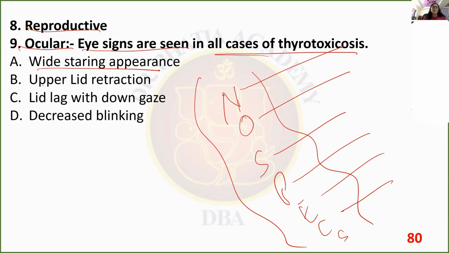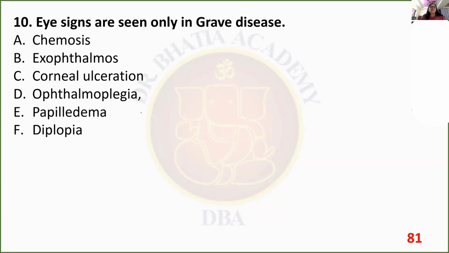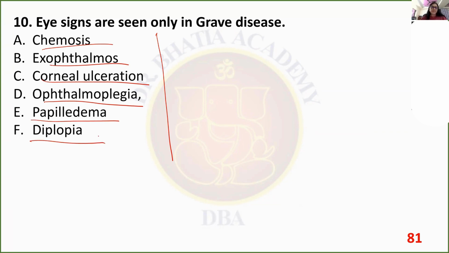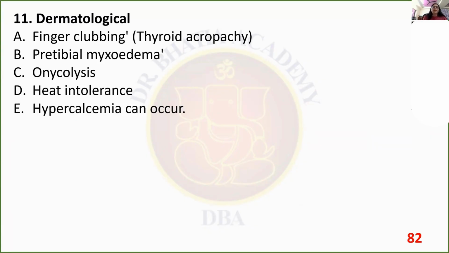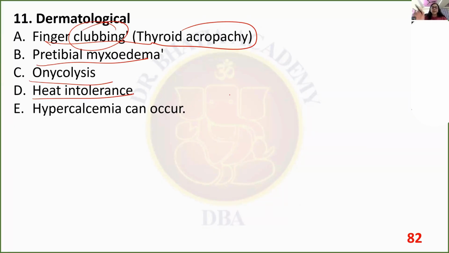There is a staring appearance, upper lid retraction, lid lag, that is von Graefe's, Dalrymple's, decreased blinking, that is Stellwag's, Joffroy's. Eye signs. So there is no sign, only chemosis, exophthalmos, corneal ulceration, ophthalmoplegia, papilloedema, diplopia. Dermal: thyroid acropachy, that is finger clubbing, pretibial myxedema, onycholysis, heat intolerance, and hypercalcemia.